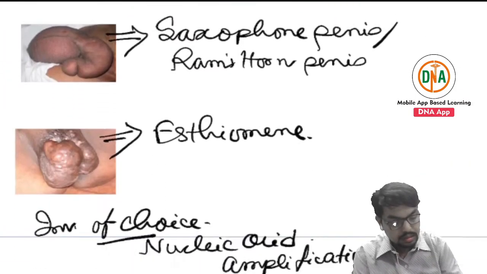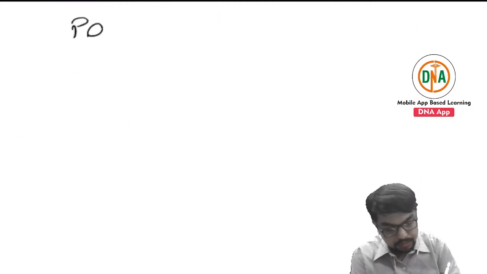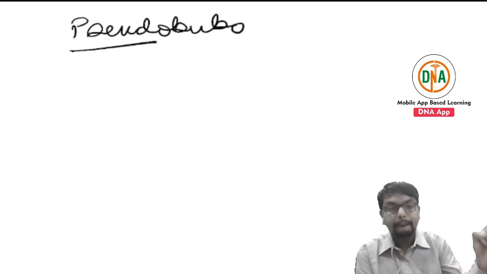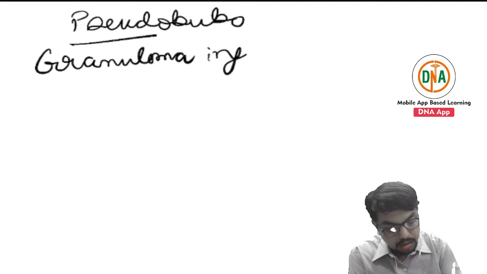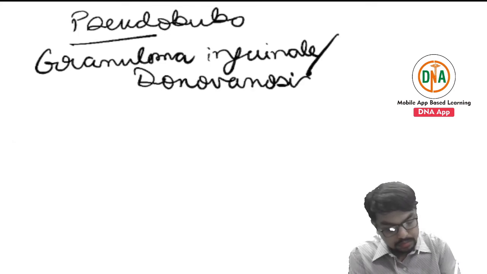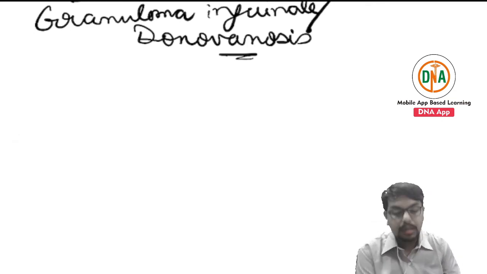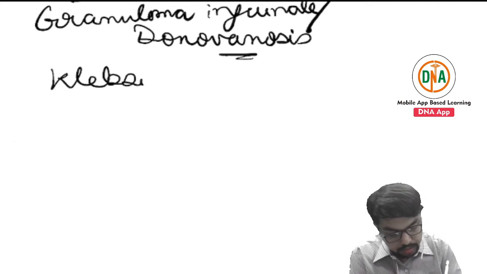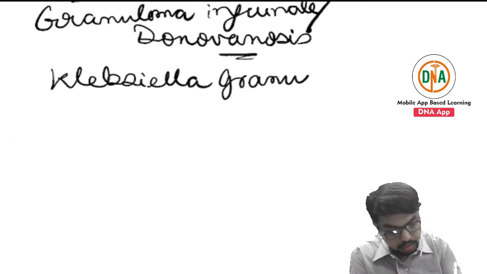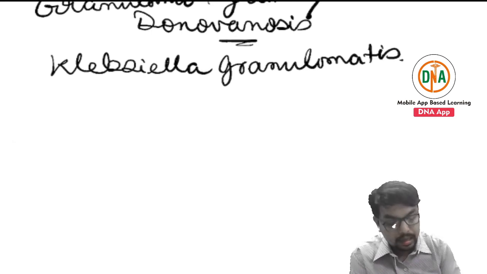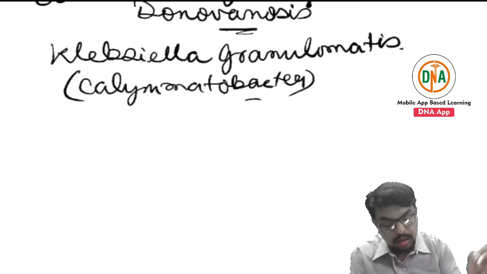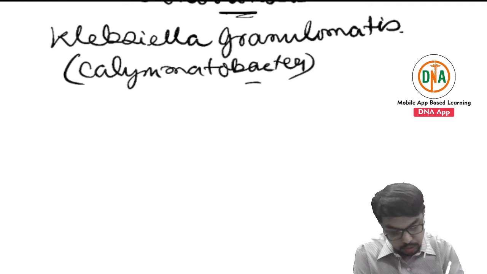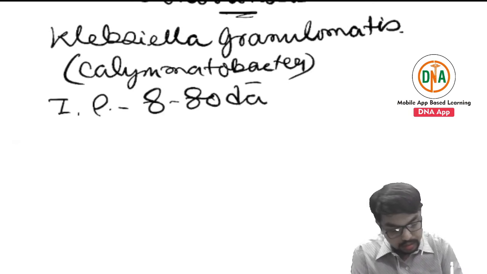Now what we will see is pseudo bubo. That is granuloma inguinale or donovanosis. What is the causative organism? The causative organism is Klebsiella granulomatis. Previously, it was known as Calymmatobacterium granulomatis. Now it is called Klebsiella granulomatis. Incubation period is 8 to 80 days.